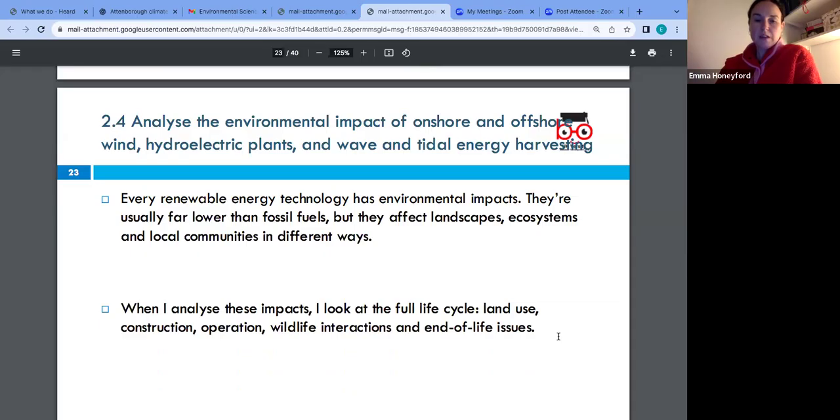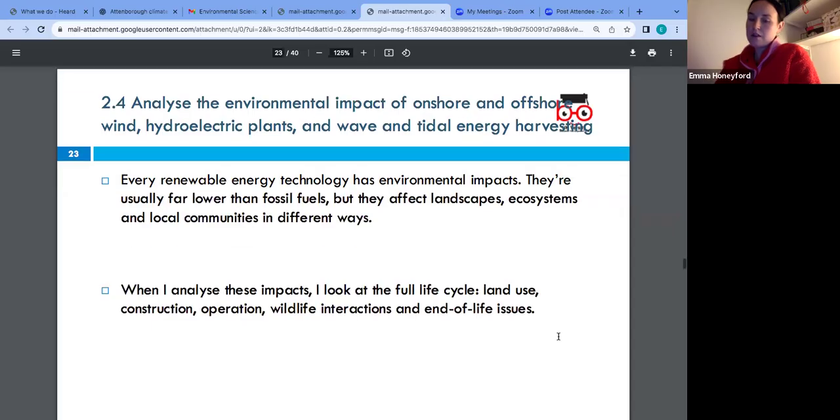So in order to analyse these impacts and compare different types of renewable energy to make sure it's most sustainable, we can use a methodology called life cycle analysis, which looks at the full life cycle. So land use, construction, operation, wildlife interaction, and end of life issues. So from the actual manufacturing of the technology, the supply chain, any kind of interactions with local wildlife.